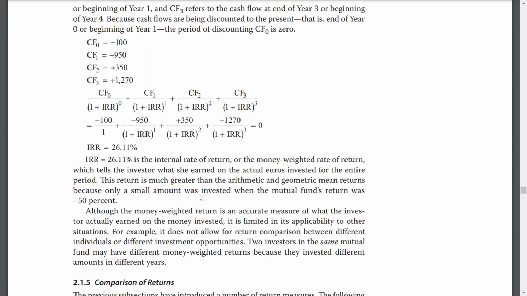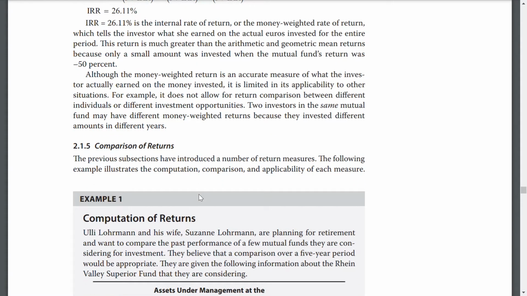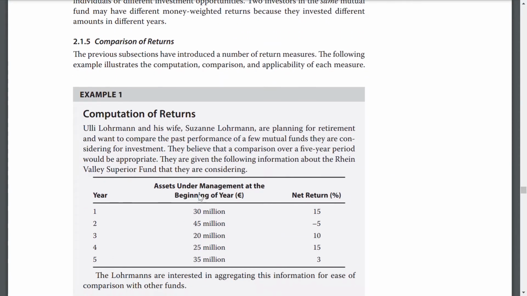Although the money-weighted return is an accurate measure of what the investor actually earned on the money invested, it is limited in its applicability to other situations. For example, it does not allow for return comparisons between different individuals or different investment opportunities. Two investors in the same mutual fund may have different money-weighted returns because they invested different amounts in different years. Comparison of returns. The previous subsection has introduced a number of return measures. The following example illustrates the computation, comparisons, and applicability of each measure.